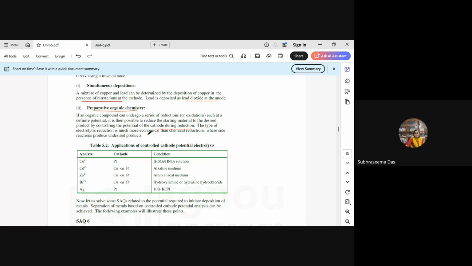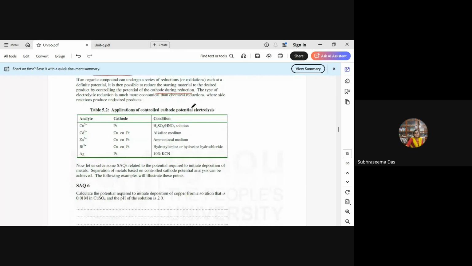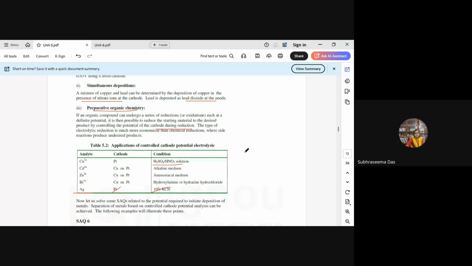So in table 5.2, applications of controlled cathode potential electrolysis have been listed. For Cu2+, the cathode is platinum, and the condition that should be maintained is sulfuric acid HNO3 solution. Similarly, for separation of silver, platinum cathode should be used, and the condition should be 10% KCl. So potassium cyanide. So by employing different conditions, we can identify different types of compounds.